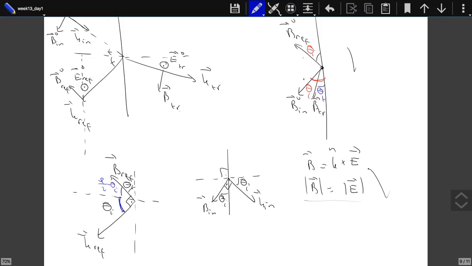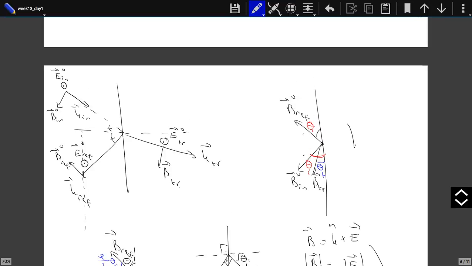Well, in this one, there wouldn't be any problem. B is always K cross E in a medium and in empty space, in space where there are no charges. If we are talking about plane waves, then B is always K cross E. So let's see, K cross E. Yep.